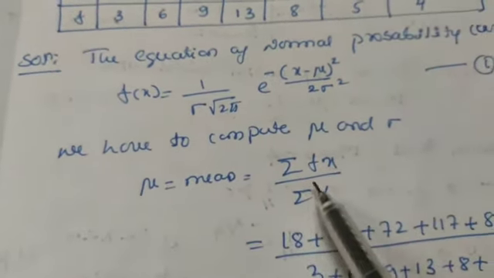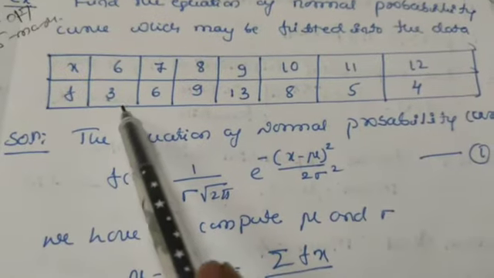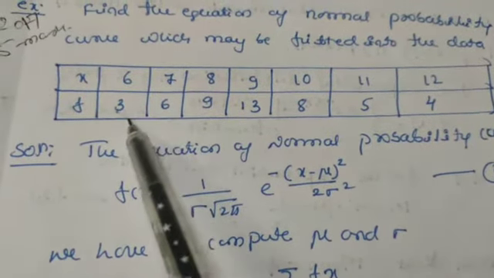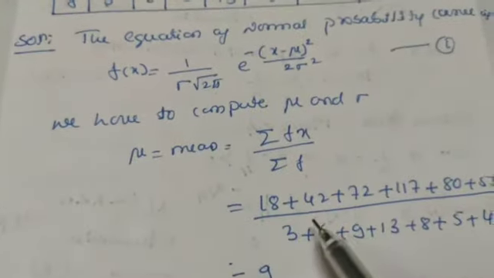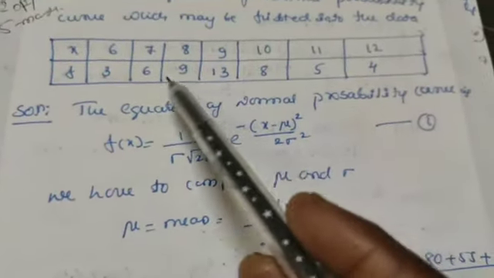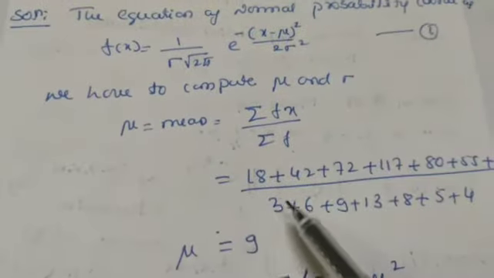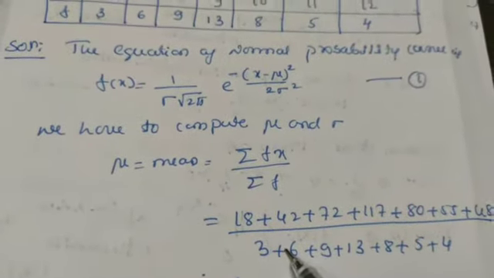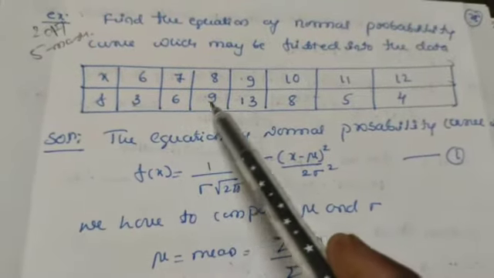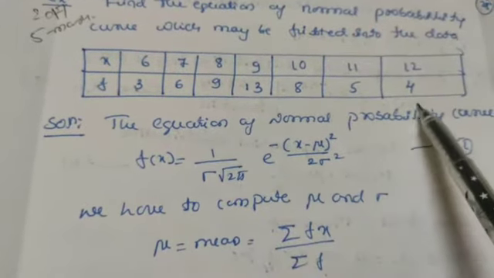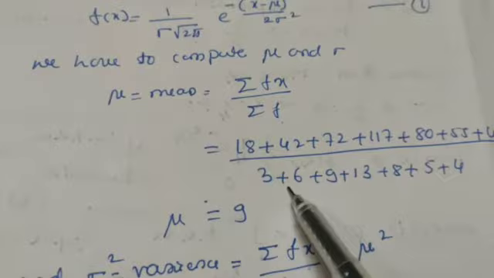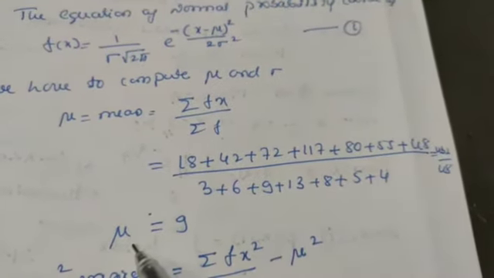So the numerator is sigma f into x. Here f is given and x is given, multiply these two: 3 into 6 is 18, then plus 6 into 7 is 42, etcetera. From this table multiply these two terms, you will get the numerator. Divided by sigma f, which means you have to add all the terms of f in this table, 3 plus 6 plus 9 etcetera up to 4. After simplification you will get mu is equal to 9.